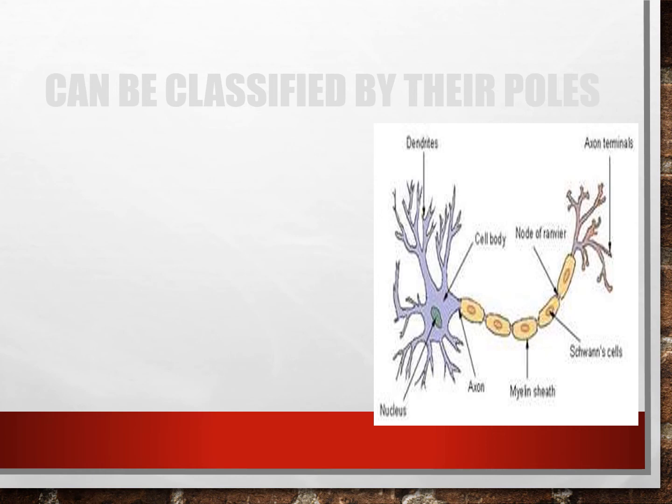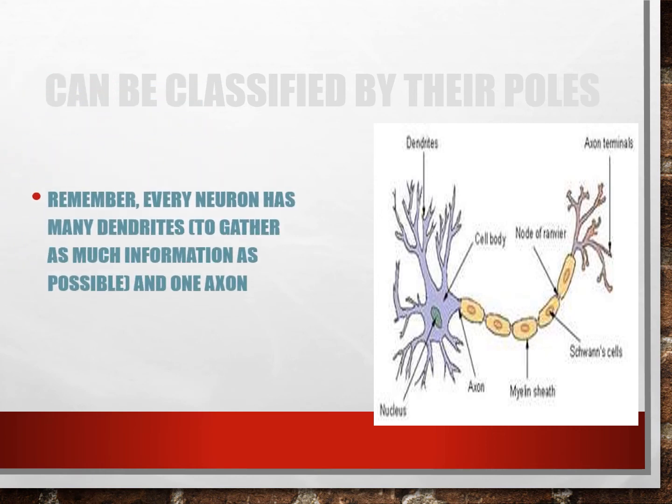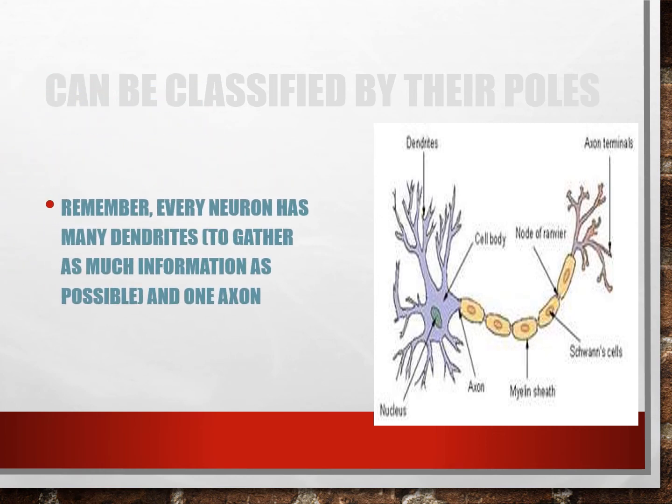Now, in the case of a neuron, every neuron has lots and lots and lots of dendrites to gather as much information as possible, and one axon. Now, where these branch off of the nerve, that is considered to be a pole. So for example, I have a pole here, here, here, here, here, here, here, and here. Okay. Those are all what we call poles. So it's not how many dendrites you have, because every neuron has a lot of dendrites, and every neuron will have one axon. It's where they branch off.